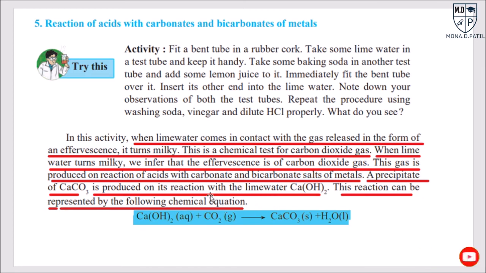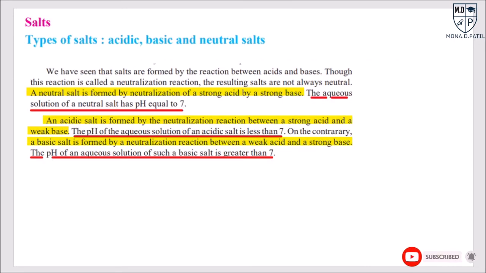This reaction can be represented by the following. Calcium hydroxide in aqueous state plus carbon dioxide in gas state gives the calcium carbonate salt and water. Then what is meant by salts? The types of salt are acidic, basic and neutral salt. So we have seen that salts are formed by reaction between acid and base.